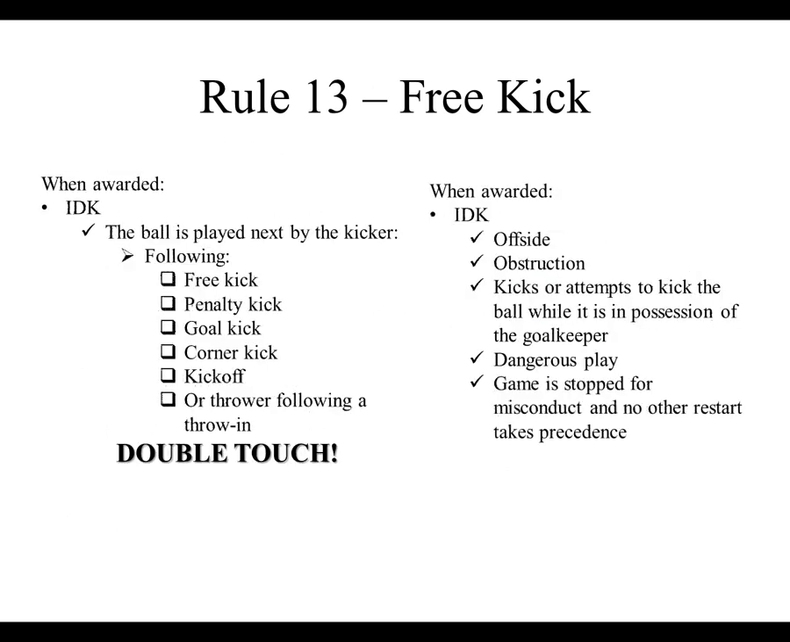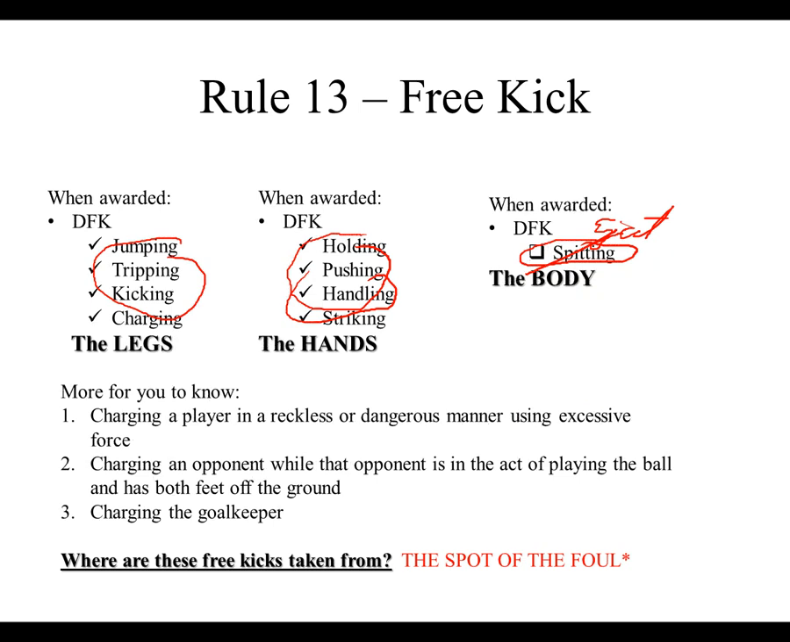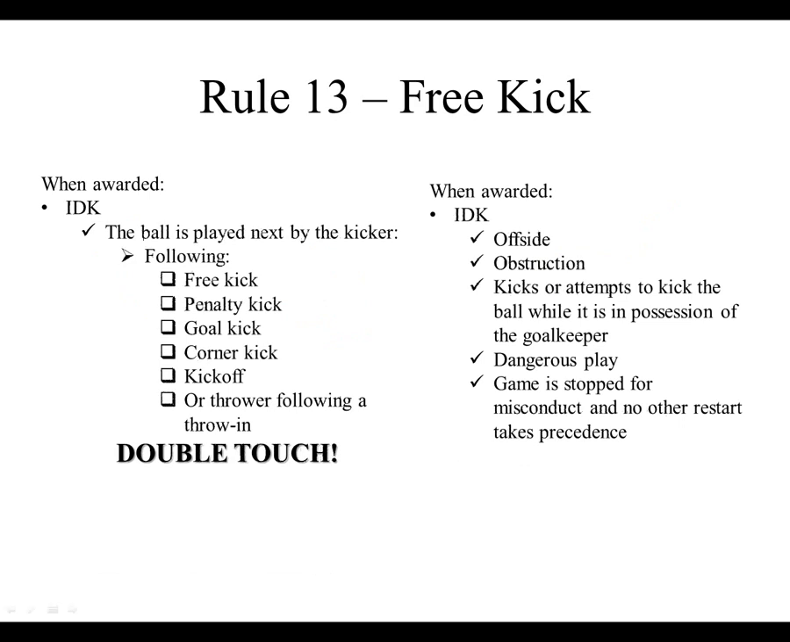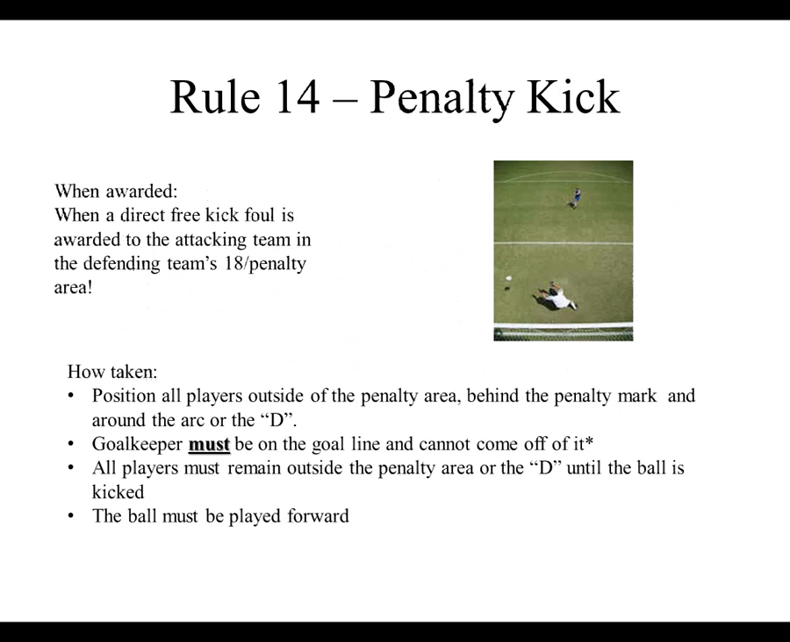When one of these things that I've got here happens inside of the 18, when a direct free kick foul is awarded to the attacking team in the defending team's 18, the penalty area, that's when we have a penalty kick. How do we take it? We position all the players outside the penalty area, behind the penalty mark, and around the arc of the D.